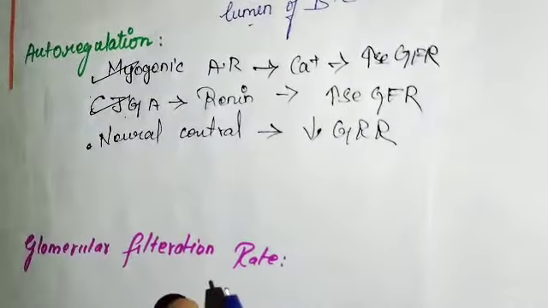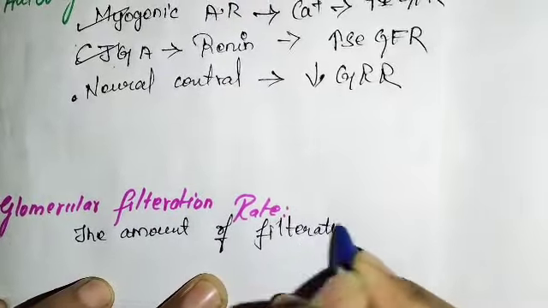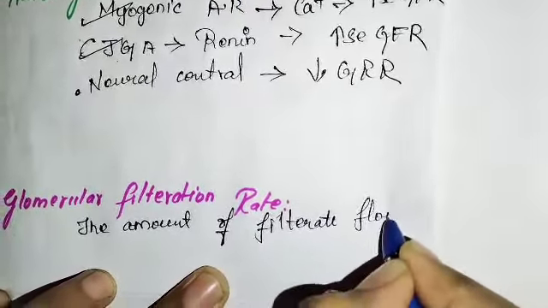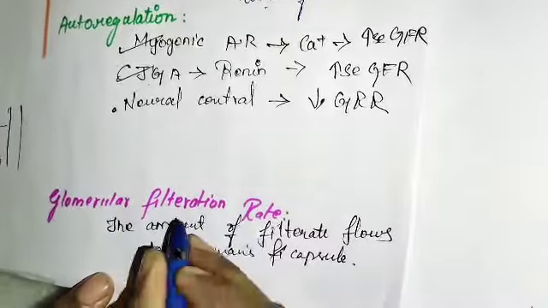Okay. Now, what does glomerular filtration rate mean? The amount of filtrate that flows to our Bowman's capsule. That is glomerular filtration rate. Okay, this is the definition of glomerular filtration rate.